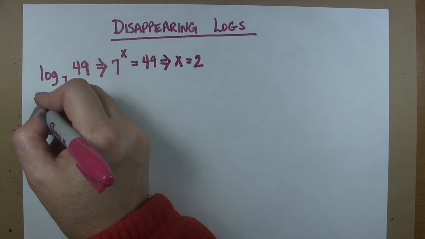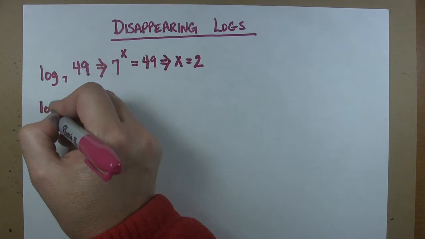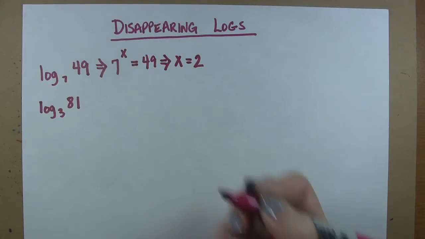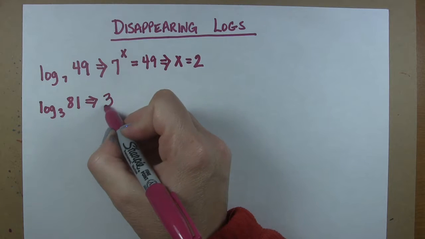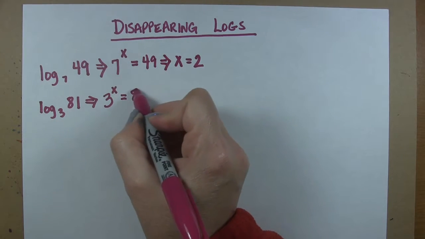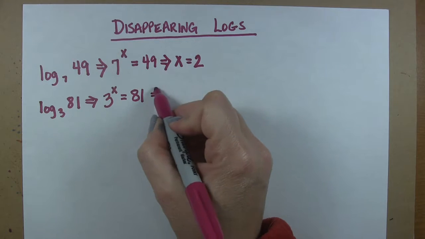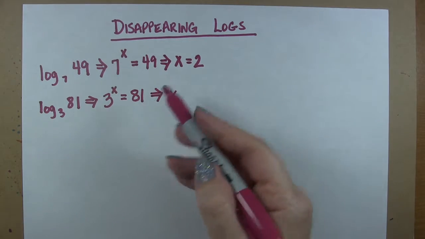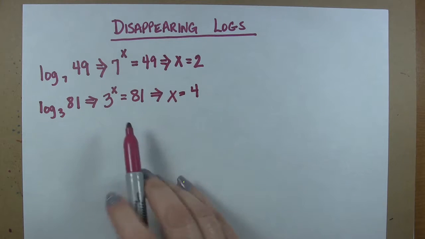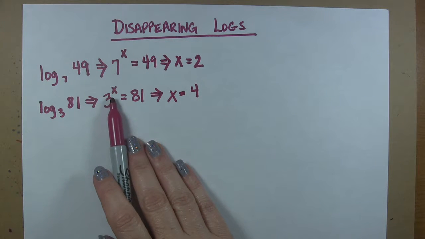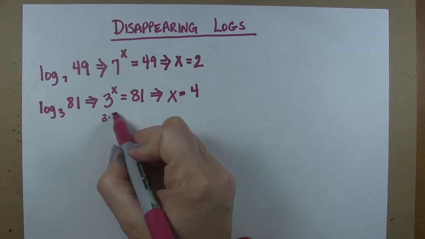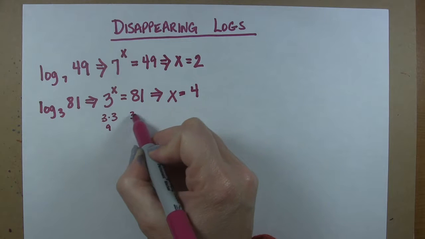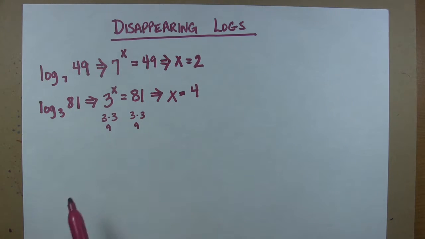All right, let's do another one. Let's do log base 3 of 81. What is that going to equal? Well, 3 to the x equals 81 is what we're really asking. If we think about this for just a second, you should hopefully get that x equals 4, because 3 times 3 is 9, and 3 times 3 is 9, and 9 times 9 makes 81, so we have 1, 2, 3, 4 threes.